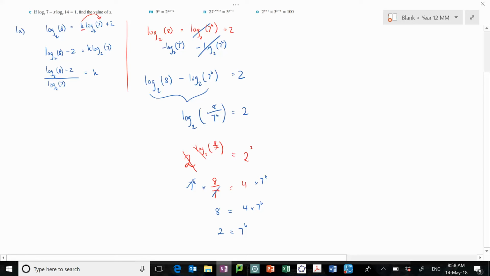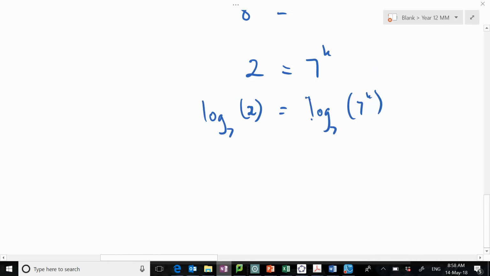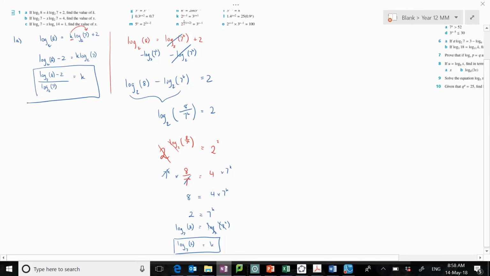What's the inverse of an exponential? Log. And this is base 7, so it'd be log base 7. So here we go. At this step, I would take log base 7 of both sides: log base 7 of 7 to the power of k equals log base 7 of 2. And we know that log base 7 of 7 will cancel out, so you get k is equal to log base 7 of 2. And this is a much nicer answer than the one you had up here.